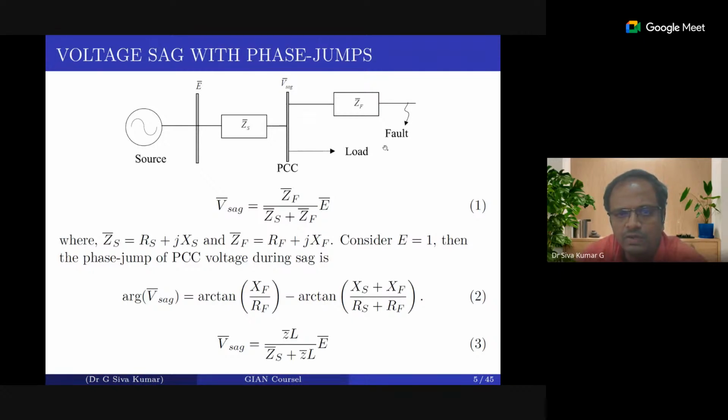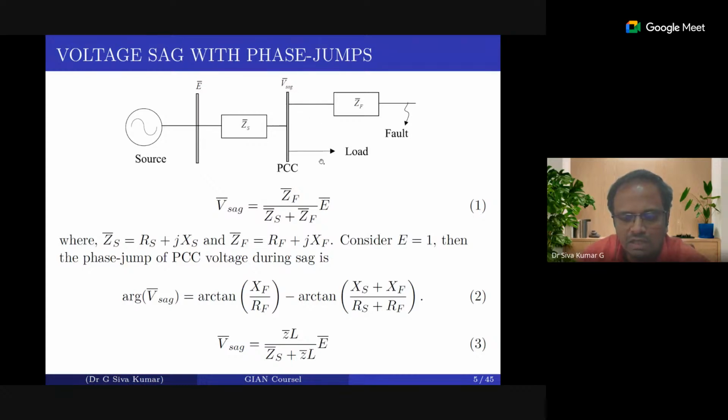Okay, during that period only, at the point of common coupling, there is a change in the voltage. Due to the source impedance and the fault impedance, the voltage side is going to be affected. You can see it in equation 1.